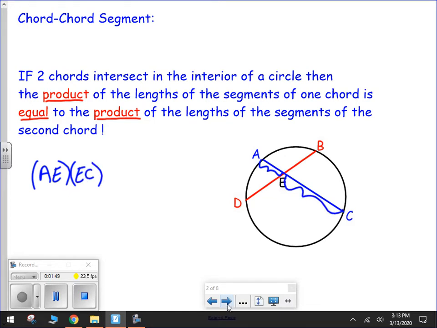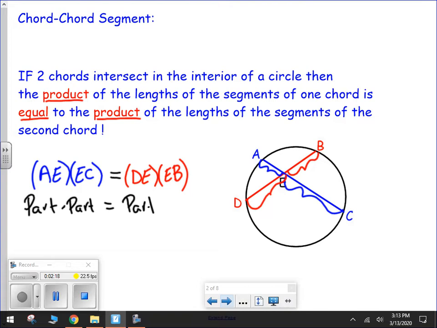And that's going to be equal to the parts of my other chord. So one part of DB is DE. So if I take the length of DE and I multiply it with the length of EB, which is the other part, that will give me the equation, the setup I need to solve. Now I think of this as a part times a part equals a part times a part. Because that's all I'm doing. I'm taking the parts of one segment, multiplying them, and equaling it to the parts of the other segments, and still multiplying.